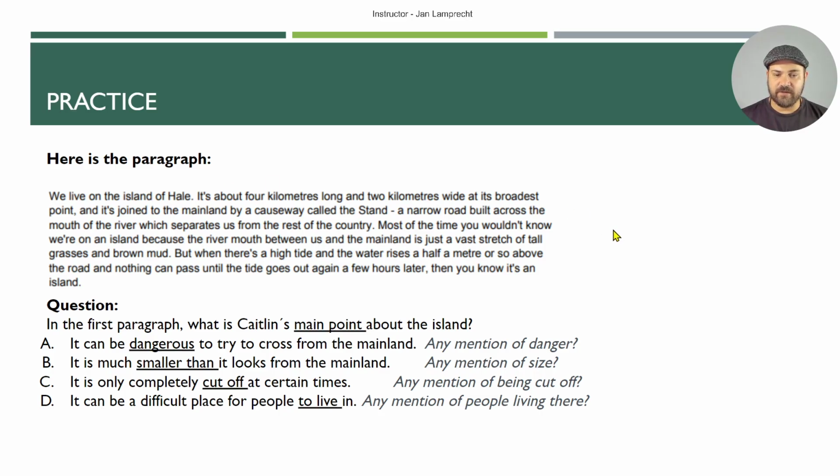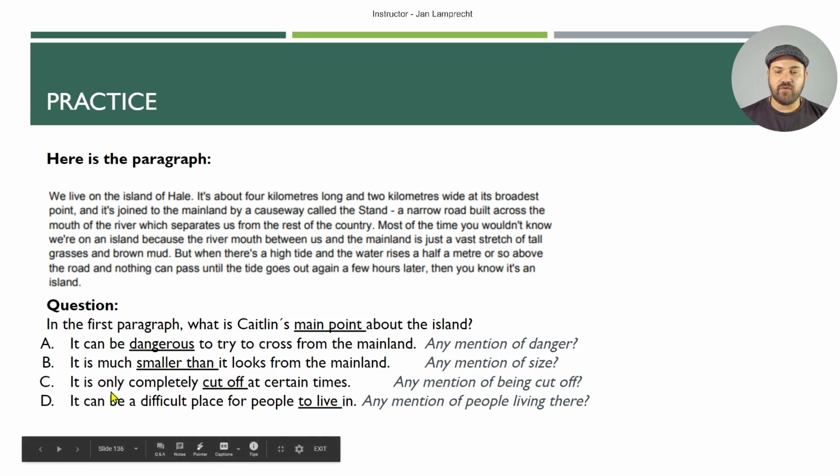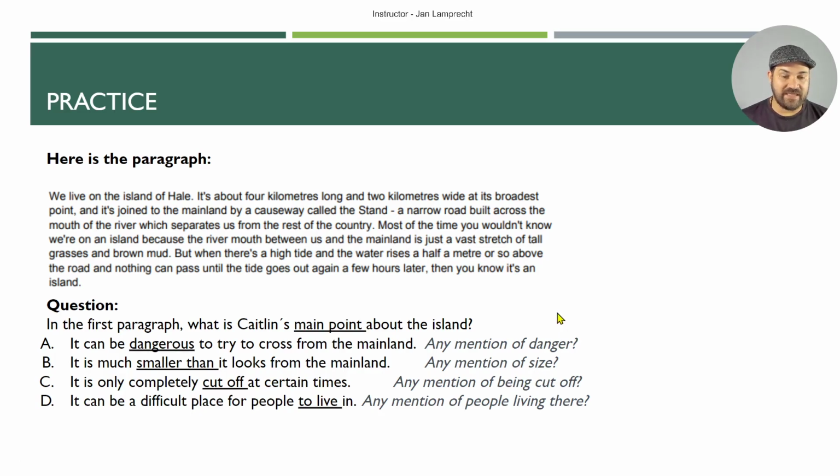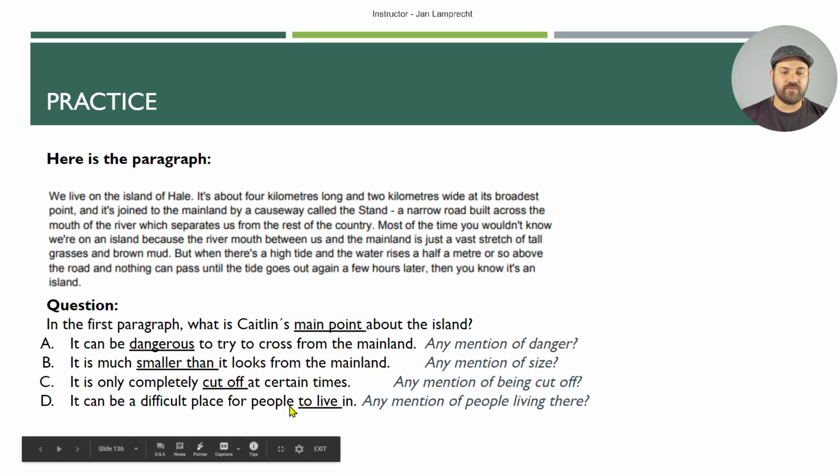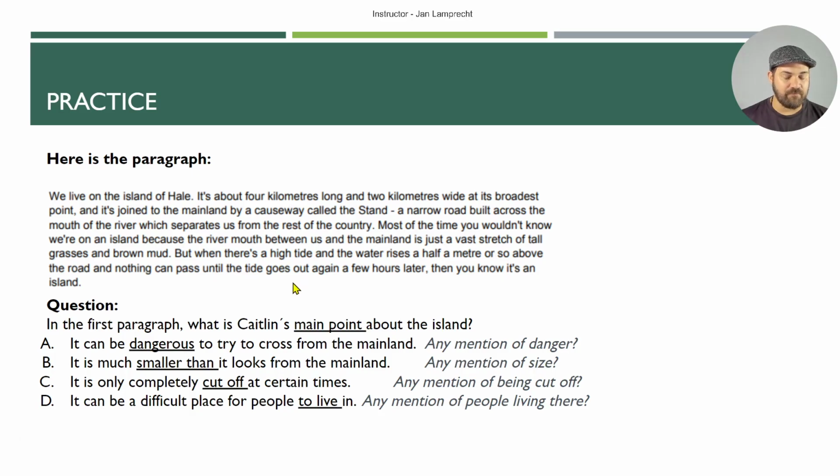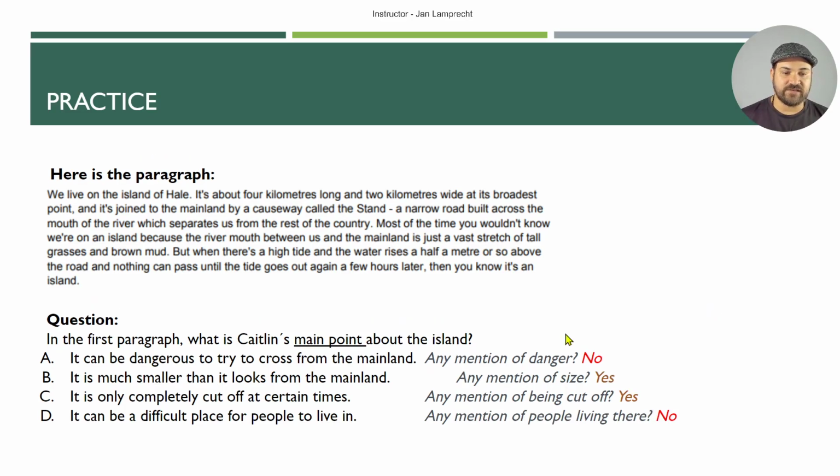All right. So now, "it is only completely cut off at certain times." Any mention of it being cut off? Is there anything there that says it's cut off? All right. So finally, "it can be a difficult place for people to live in." Any mention of people living there, a population of people who live there? Remember, they use synonyms. Okay, so let's answer these questions.